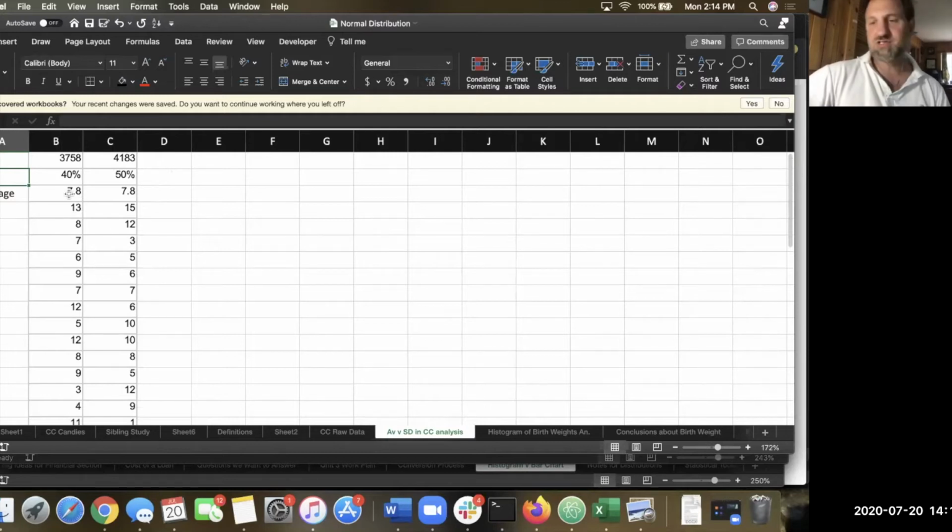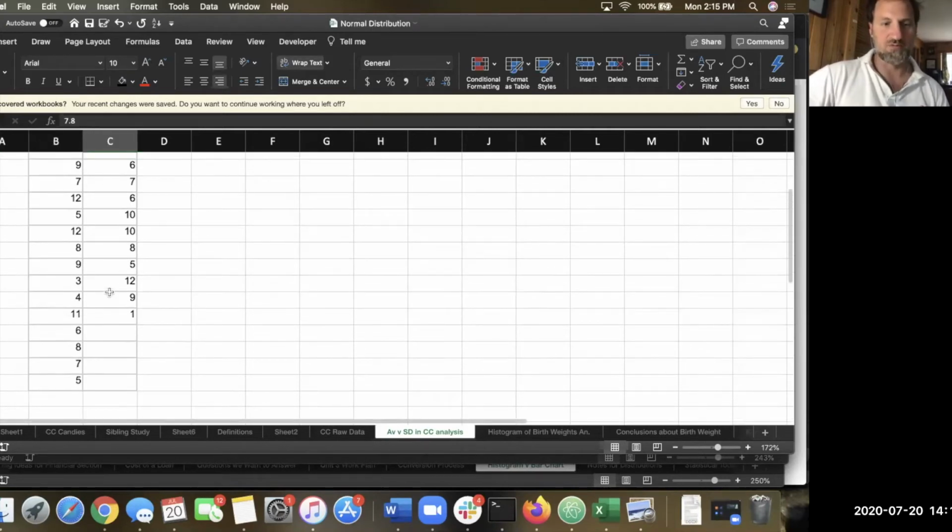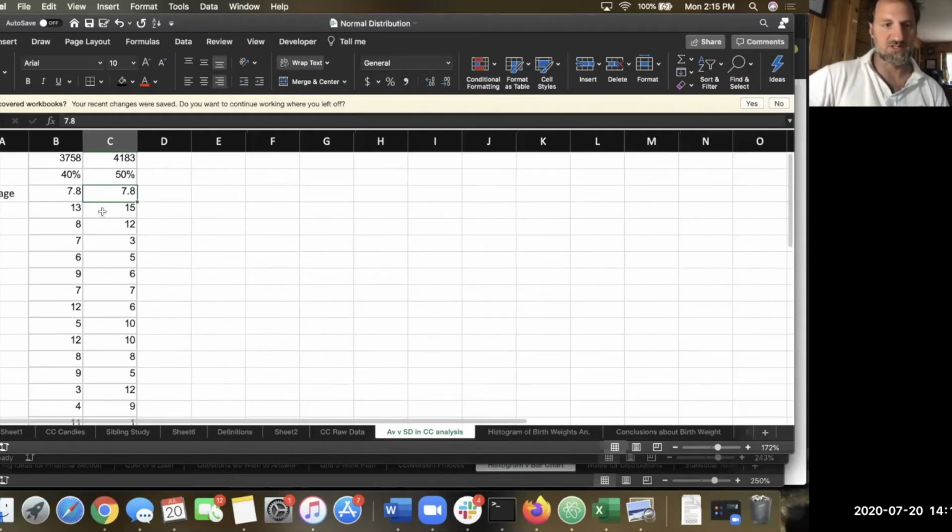The average turns out to be the same. For the number of times I played it, I calculated the average, and it turns out to be 7.8 for both of these lists. These are the individual games. One time I got 15 candies, another time I got 9 candies on this level, 10 candies on this level, 3 candies on this level.